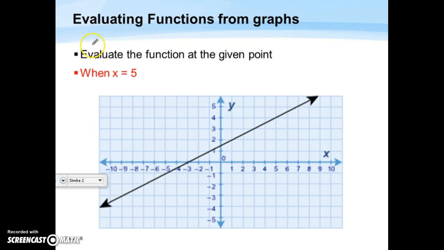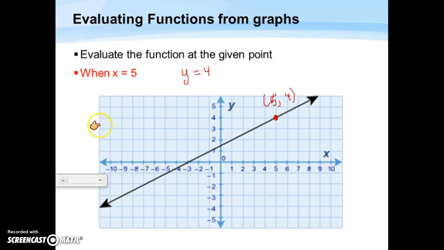And then also in this lesson, you'll be asked to evaluate functions from graphs and from tables. And so they'll say evaluate the function for a given point. So in this function, this line is our function. And they want you to identify what the value is for y when x equals 5. So you'll find 5 for your x coordinate and see where it's crossing on your graph, because this is our function. So when x is 5, right here, our x was 5, then the y coordinate is 4. So when x is 5, y equals 4.